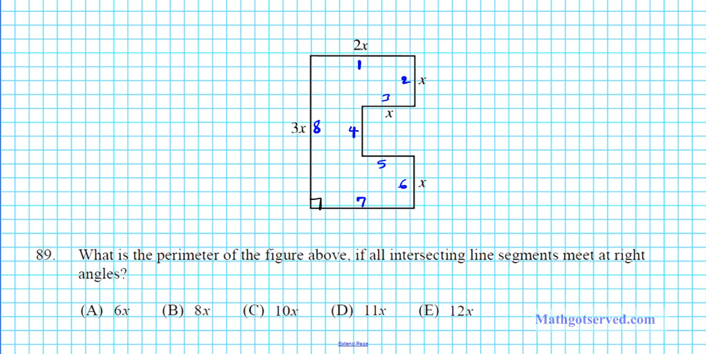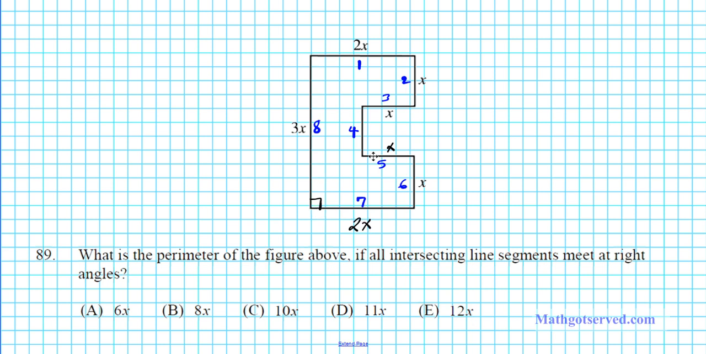Okay, so let's see here. Now that I've enumerated all the sides, let's go ahead and find the length of every single side. Side 1 is 2x. Side 1 is congruent to side 7, so side 7 is 2x also. Okay? Side 3 and side 5 are congruent to each other, so this is x also. Side 2, 4, and 6 combined is the same thing as side 8, the same length as side 8.